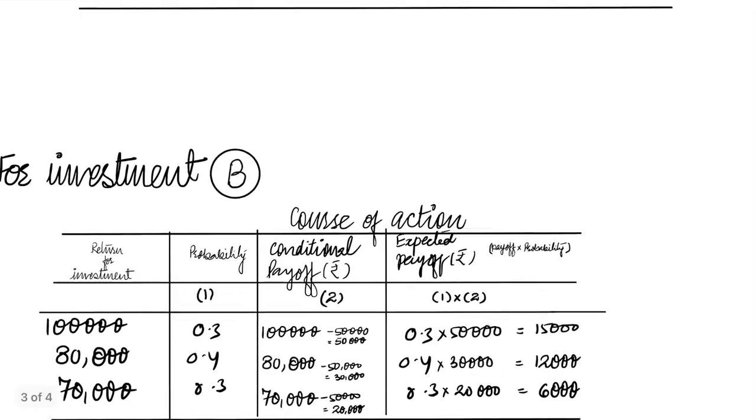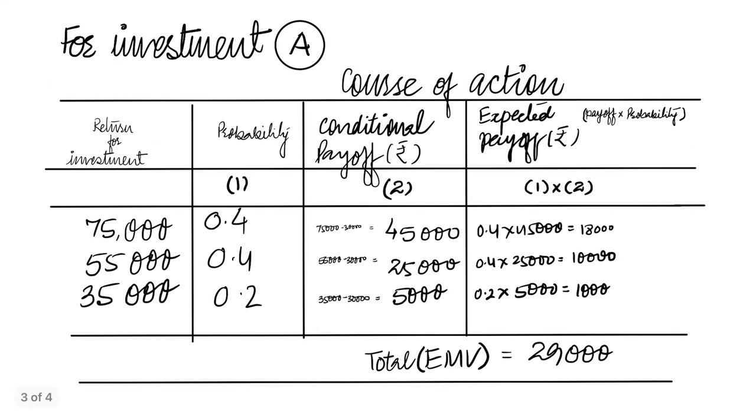Now I read this table again for investment A. अब A पे फोकस करिए आप. तो यहाँ पर हम जब ये expected monetary value निकालेंगे, we need to find the expected payoff. So how do we find it? We multiply this probability with this, so we get it. Multiply this with this, so we get it. This is the expected payoff, meaning expected profit. So add them. When you add these three, you get 29,000. This is for investment A. So this is the expected monetary value.